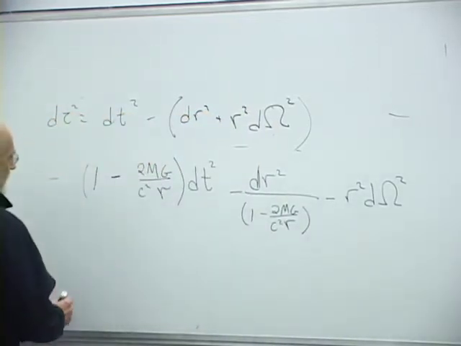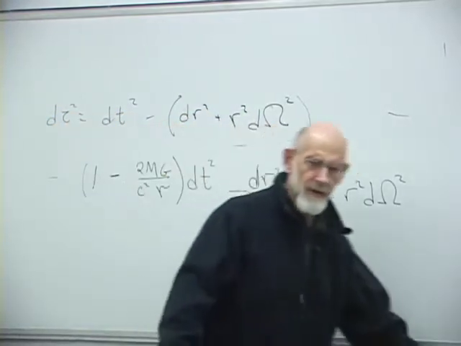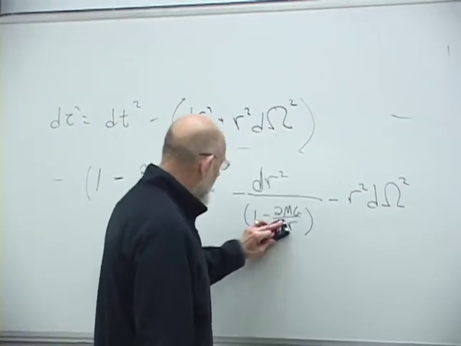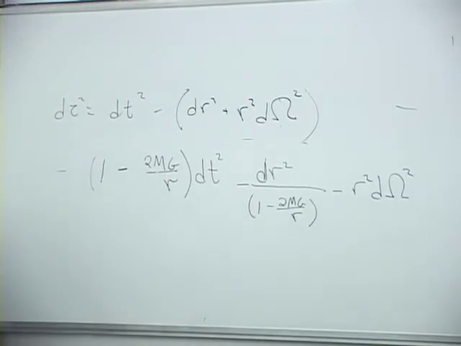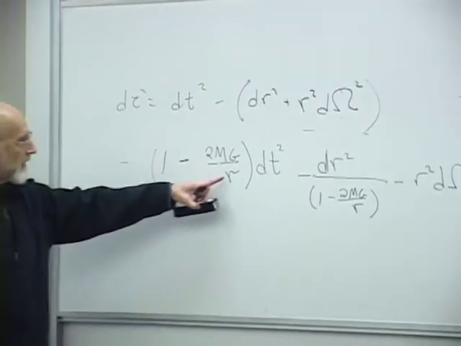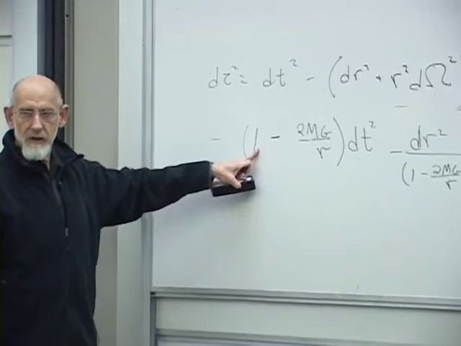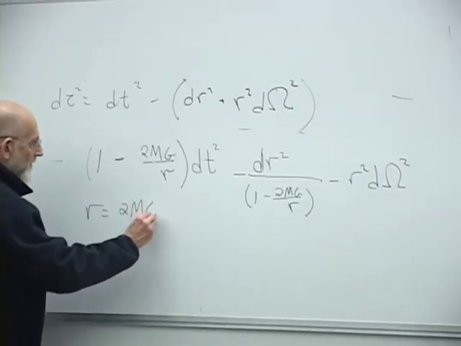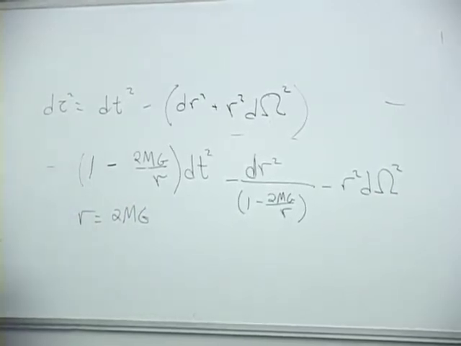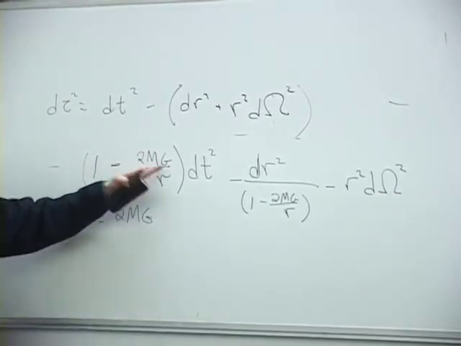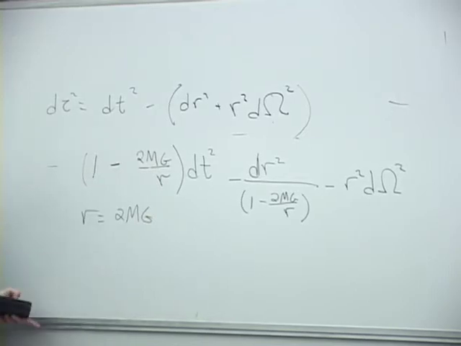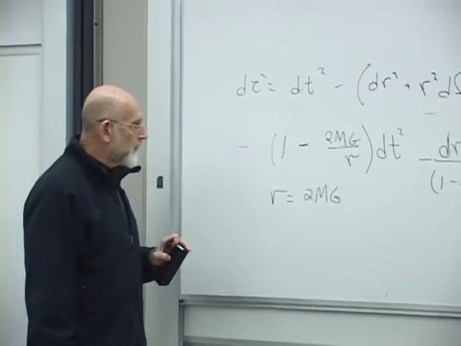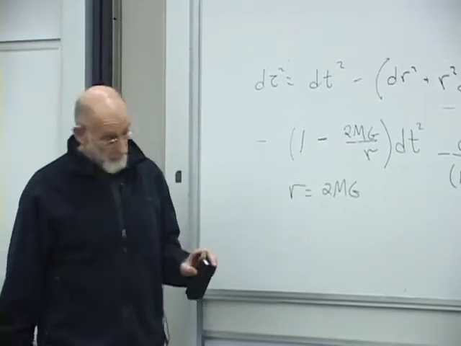Where does that happen? From here on, I'm going to get rid of the c squares. They're only going to confuse me. Let's set c equal to 1. Where is the crossover where this gets bigger than this? That happens when r is equal to 2mg. Something happens when 2mg over r is equal to 1. When r becomes smaller than this, you're inside the black hole. You're inside the Schwarzschild radius.